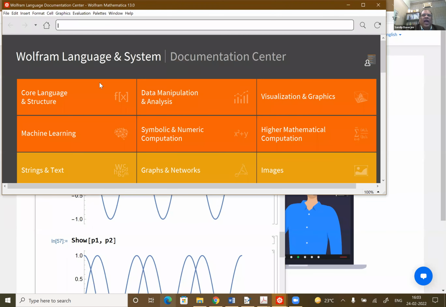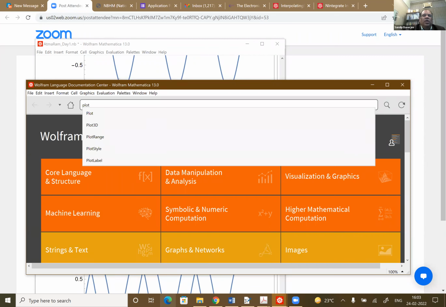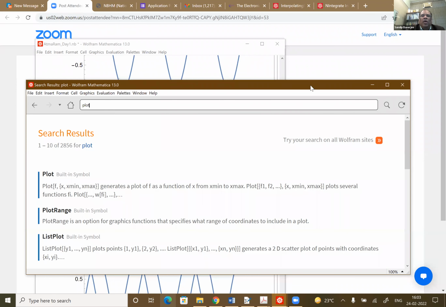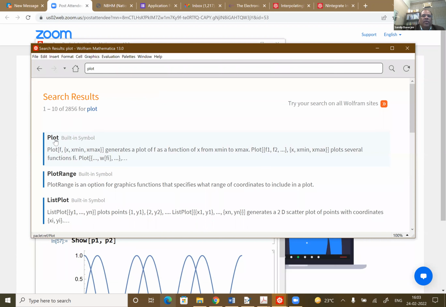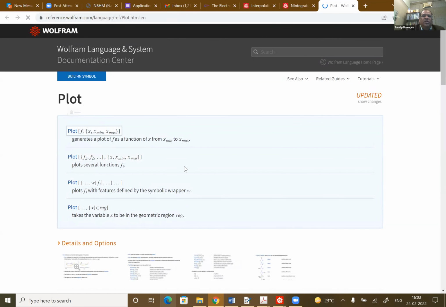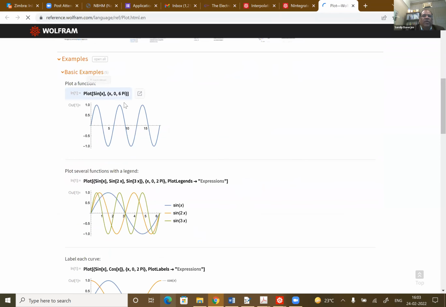So if you need any help, just go to this help and type the most simple word that comes to your mind regarding what your search is. So I give plot itself, and I press enter. So it gives now plot. Generally we don't see the syntax first. We straight away go to the example. So this is the example which I was just showing.